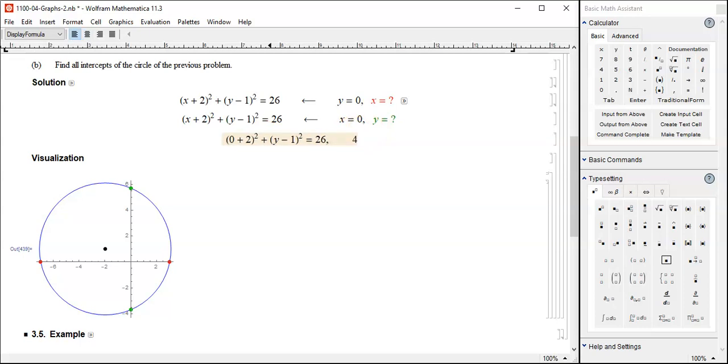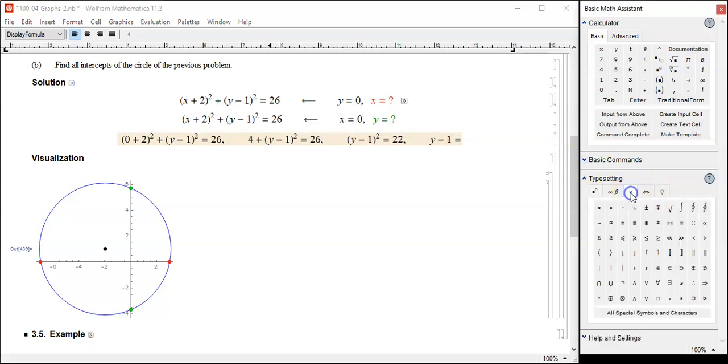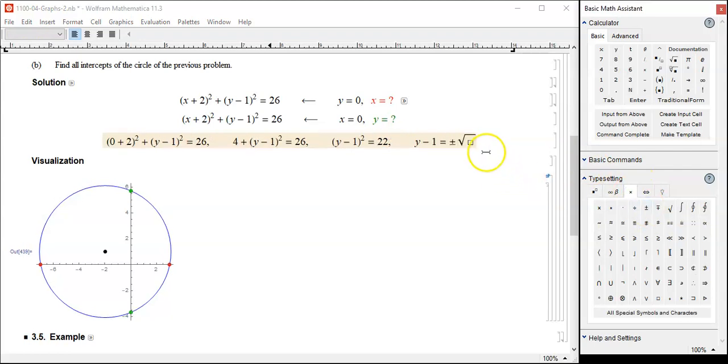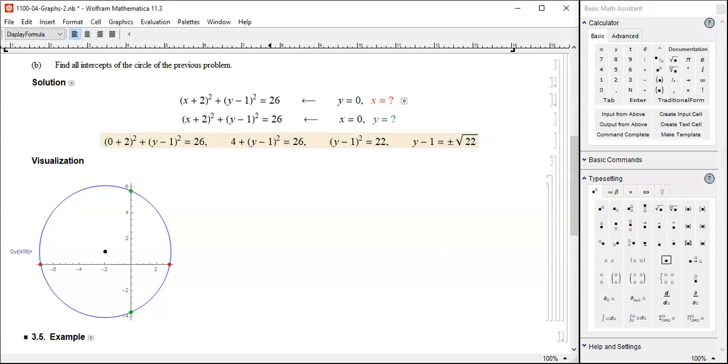2 squared, so 4, plus y minus 1 total quantity squared is equal to 26. So y minus 1 total quantity squared is 26 minus 4. How's that? 26 minus 4 is 22. Therefore, y minus 1 is plus or minus the square root of 22. And there you go. Square root of 22. That's not a square number, so you're not going to get some simple integer answer or even a rational answer.